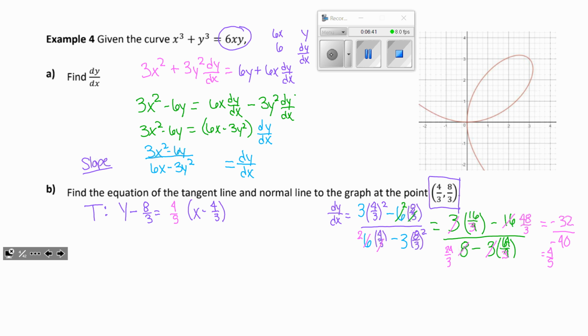And then to write the normal line, everything looks the exact same except the slope. So I have y minus 8/3 equals, the normal line is the opposite reciprocal, so negative 5/4 times x minus 4/3. So that is example 4. And again, this came from the constructed response items on the AB test. It's usually like item 4-ish usually on those tests. So it is always on there.